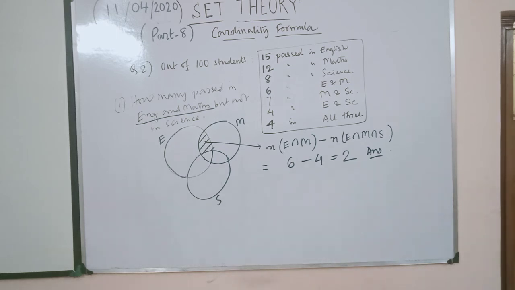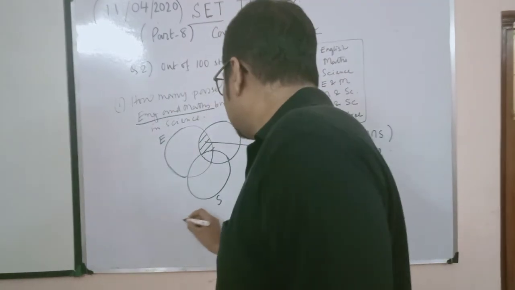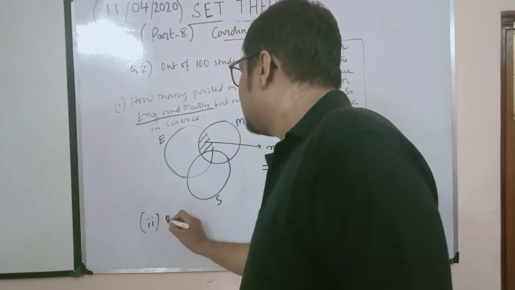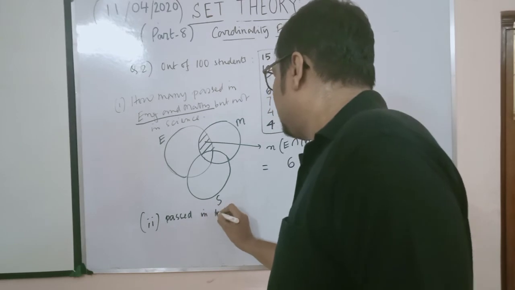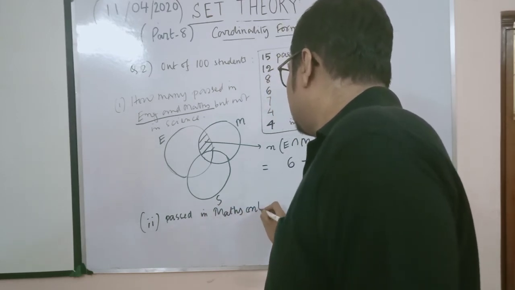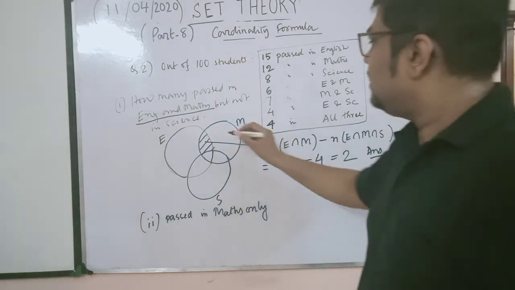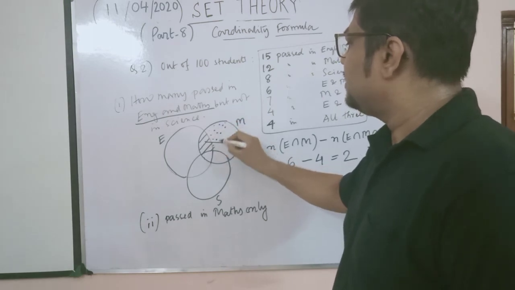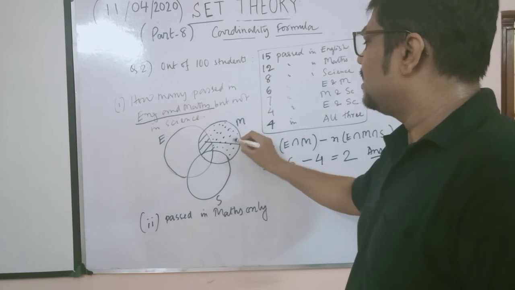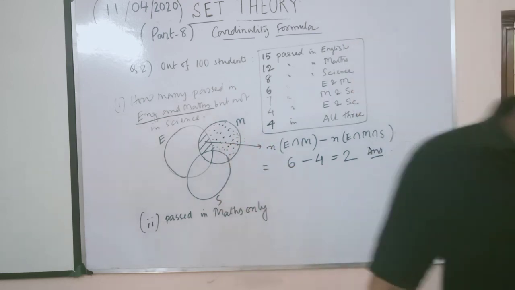Next question is, how many students passed in maths only? So I'll write over here, how many students passed in maths only. When I say maths only, that means you have to exclude English students. That means only one subject they are asking for, so you have to also exclude the science students. It will be this dotted area. Look at the shade. It will be this dotted part.